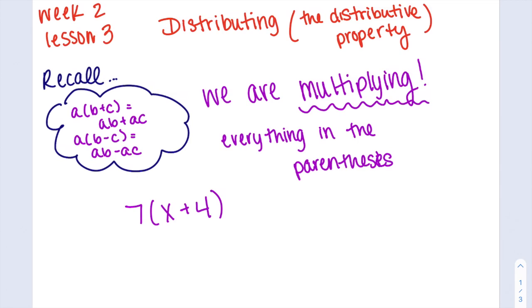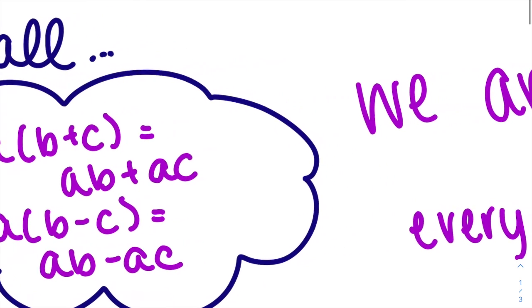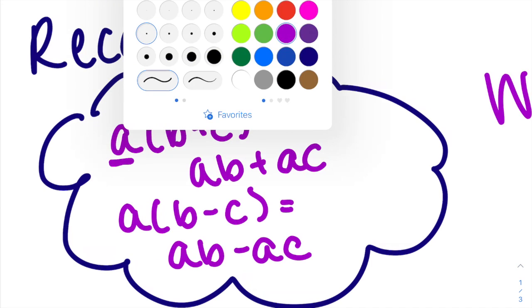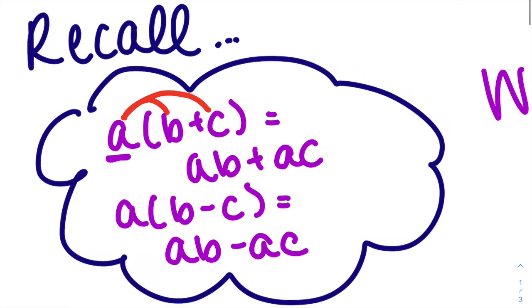So if you will recall, you may have once learned about the distributive property. If we have A outside of parentheses, what that A is doing there, it is multiplying everything on the inside of the parentheses. So I like to draw little rainbows. I'm doing A and I'm multiplying it by B, and I'm doing A and I'm multiplying it by C. So A times B is AB, and A times C is AC.